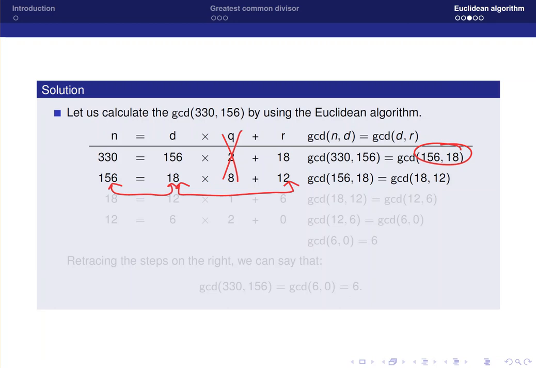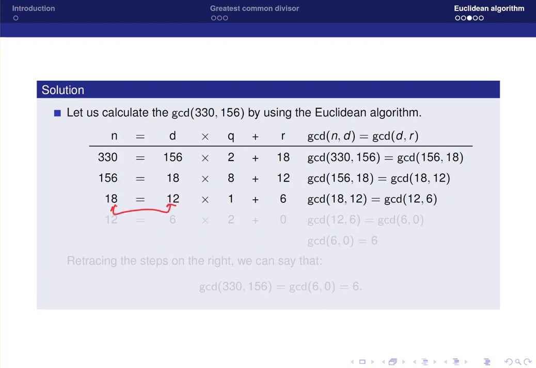So we record that off to the side, and we continue by dividing 18 by 12, and we end up with the GCD of 18 and 12 being the same as the GCD of 12 and 6. And finally, 12 is 6 times 2 plus the remainder of 0. So there we go. The process is over because we reached a remainder of 0.